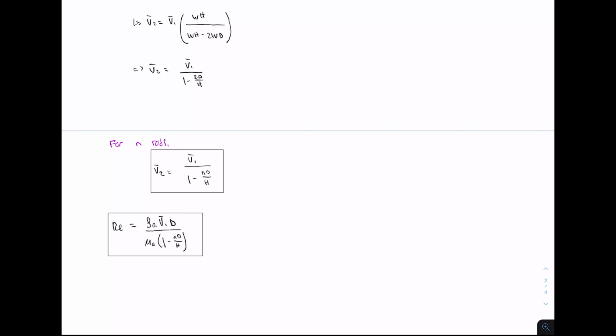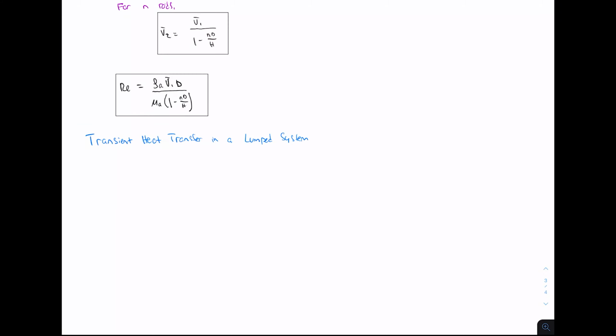Okay, so we're going to go ahead and use that formula for our data reduction when we have to find the Reynolds number. Okay, so now we're going to talk about the transient heat transfer in a lumped system.